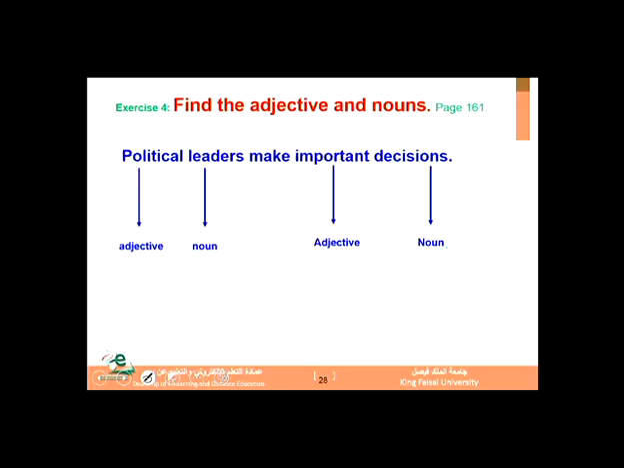And another example. Political leaders make important decisions. So again, similarly, we have important decisions and we have political leaders. Each one of those noun phrases consists of an adjective followed by a noun. So political is the adjective, leaders is the noun. Similarly, important is the adjective, while decisions is the noun.